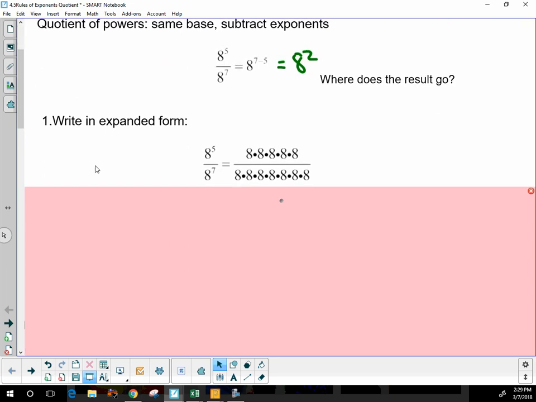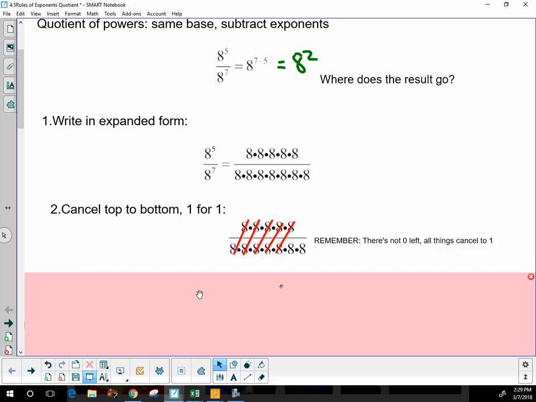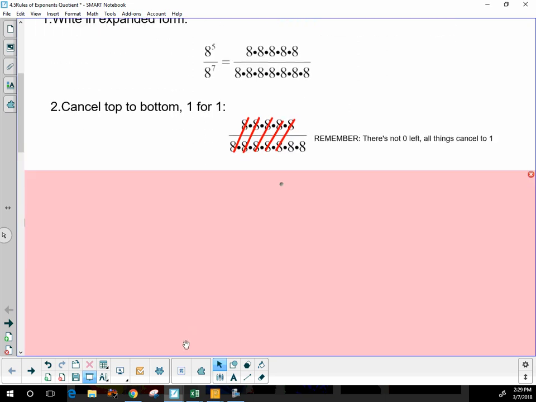Okay? So firstly, write everything on top and everything on the bottom out in expanded form. Get rid of those exponents. Then, you know that you can cancel one for one. So these don't cancel out to be 0. Remember, what we're looking at here is 8 divided by 8. So this is 1, this is 1. This divided by 8 is 1, 8 divided by 8 is 1. Okay, you get the point. We're not going to baby step it. So basically what you have up top, remember there's not 0 left. All things cancel to 1.